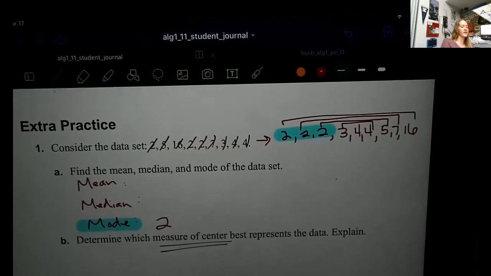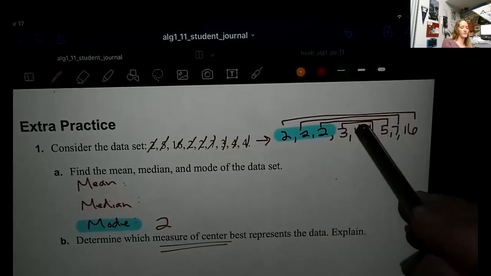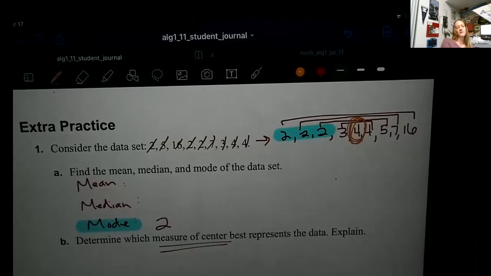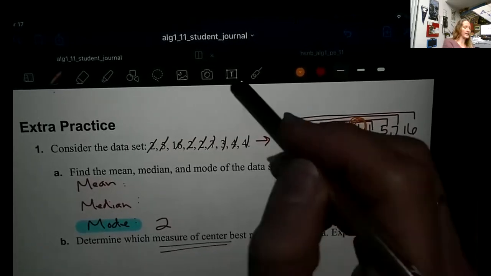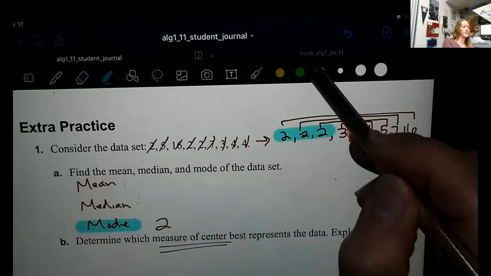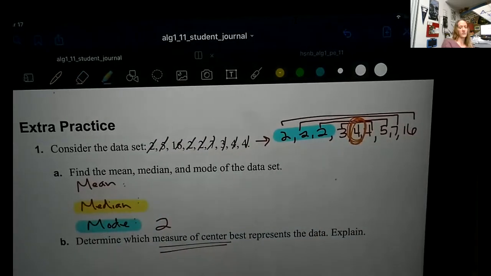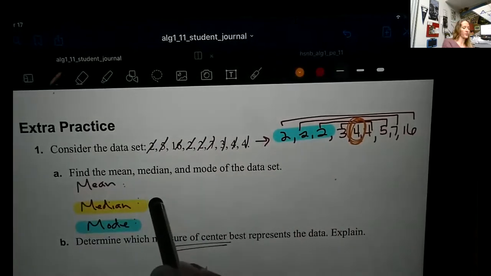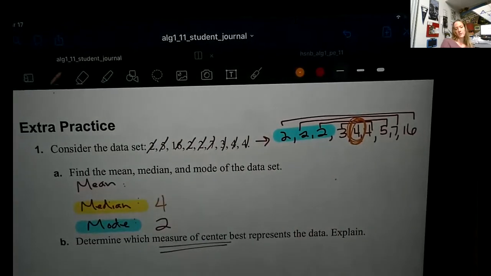I have an odd number of data, and since I have an odd number of data points, there is going to be one guy alone who's in the middle, and the median is as easy as writing that guy down. The median is looking for that middle guy, and there is a guy in the middle, and that middle guy is 4.